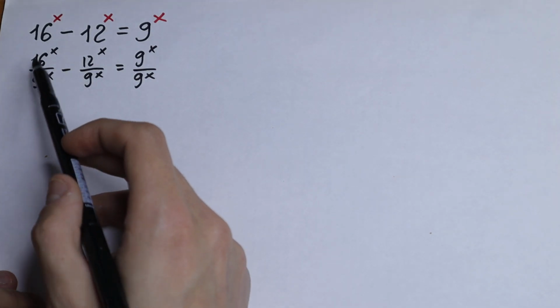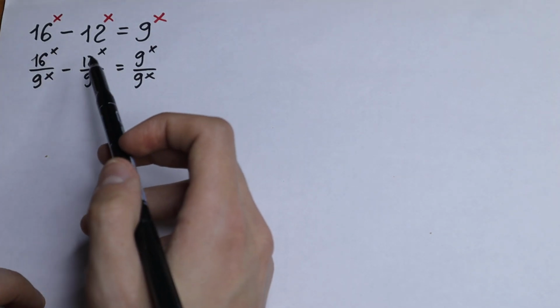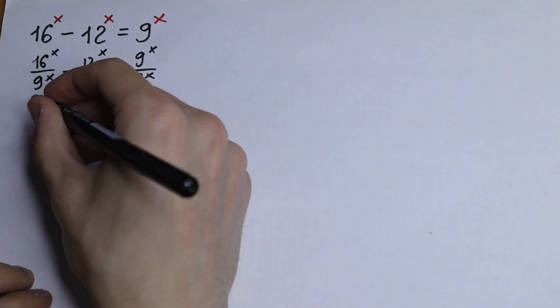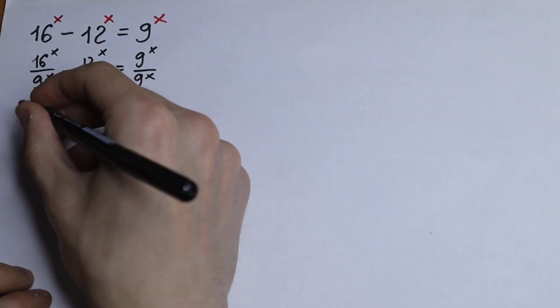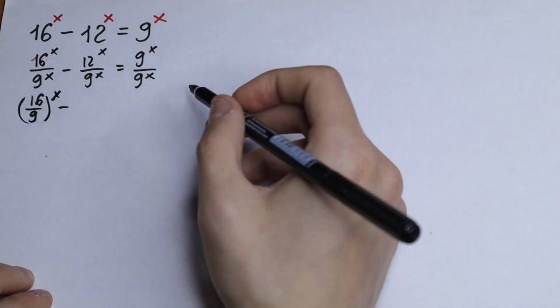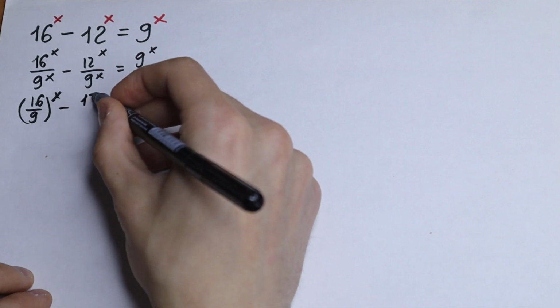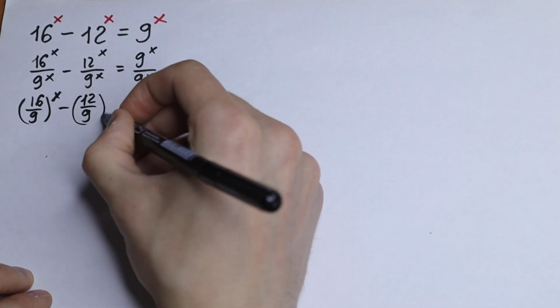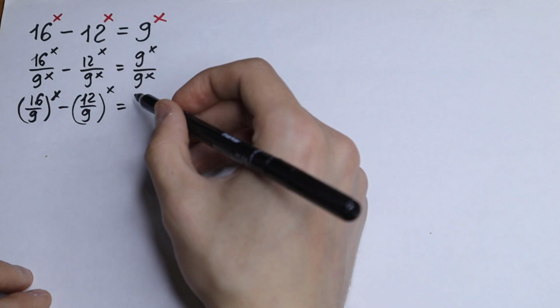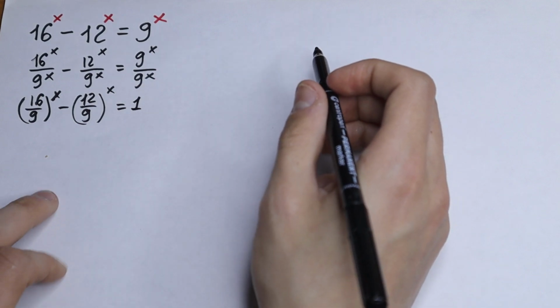Of course, if we have different bases but the same exponent, we can write it in one parenthesis. So we can write this as 16 over 9 to the power x minus the same thing right here, 12 over 9 to the power x, and the same right here. But right here we will have 1 because we are dividing the same. Okay, what are we going to do next?